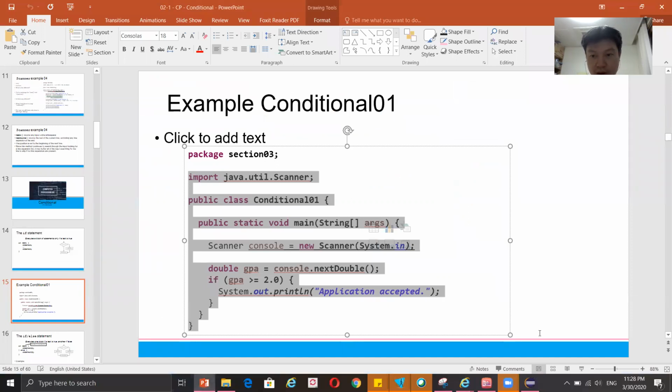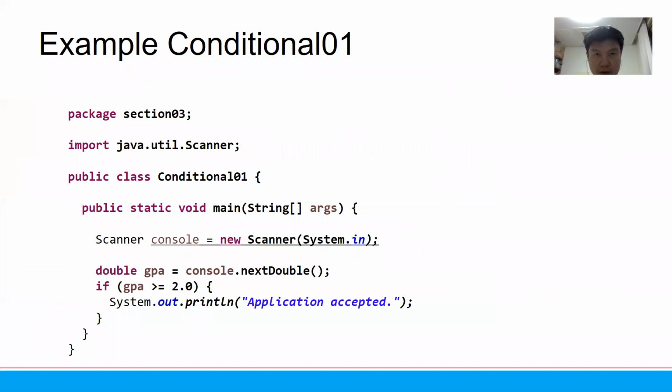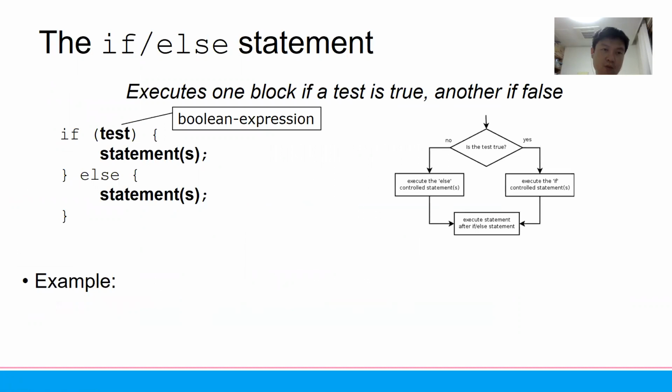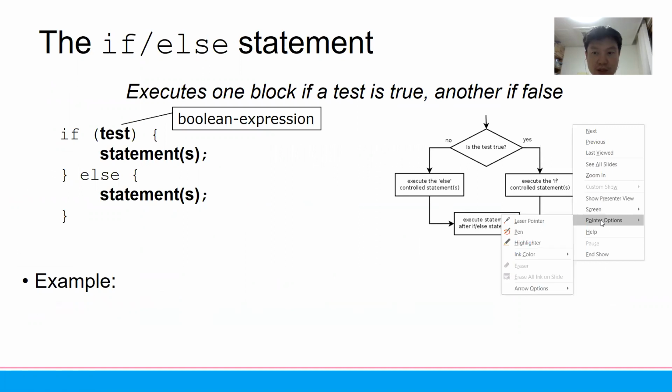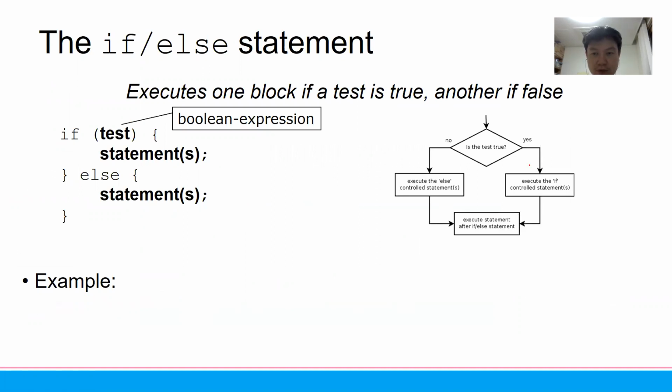The second condition that you may know is the else statement. We have if and we have else. It means if the condition is true, we are going to execute one statement. But if the condition is false, then we are going to do another statement. So if the condition is true, yes, then we are going to do this statement. If the condition is false, then we are going to use this statement.